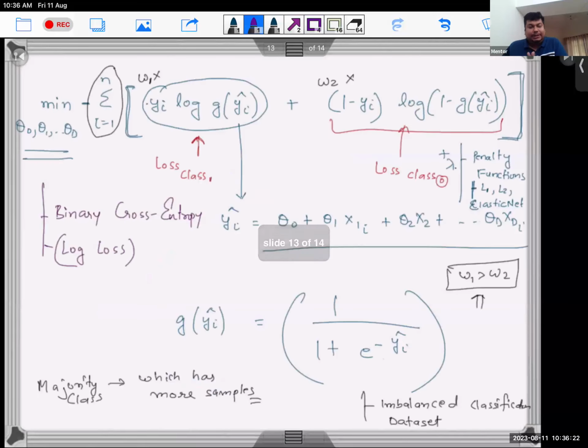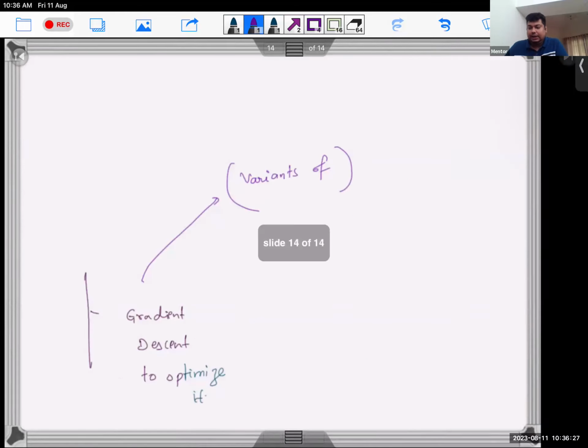Now, this method which minimizes this cross entropy loss has a name. This is called logistic regression. Please note that you are doing regression only. What are we finally determining? If I give you a sample, what will you predict? You will predict between minus infinity to infinity, and you apply the sigmoid on top of it. So what is the final resultant? Between 0 to 1, right?